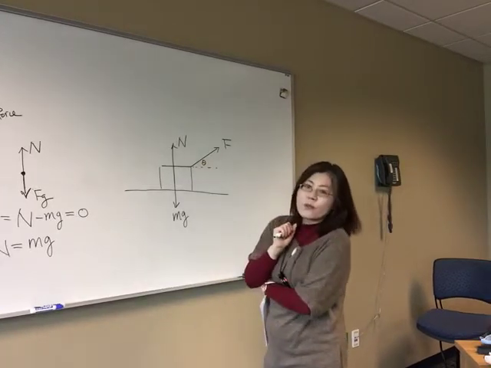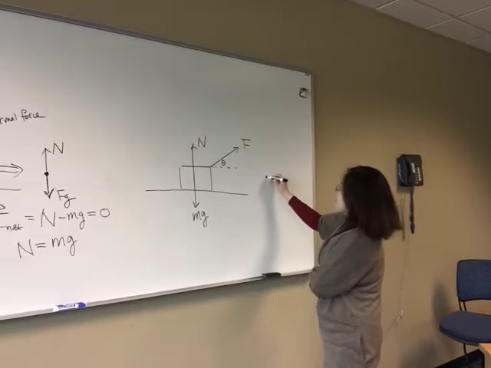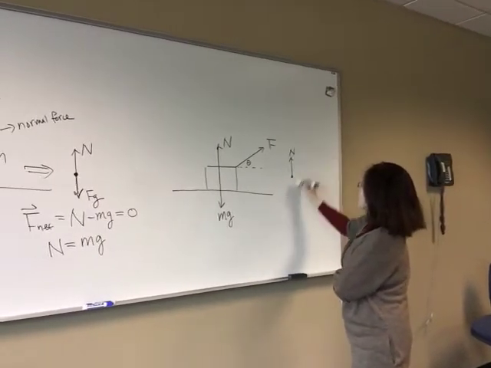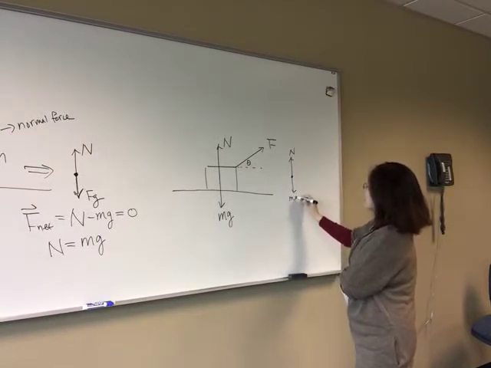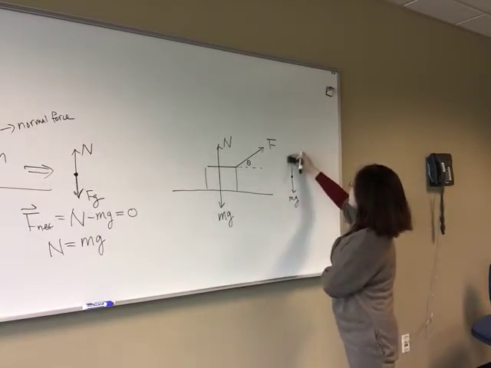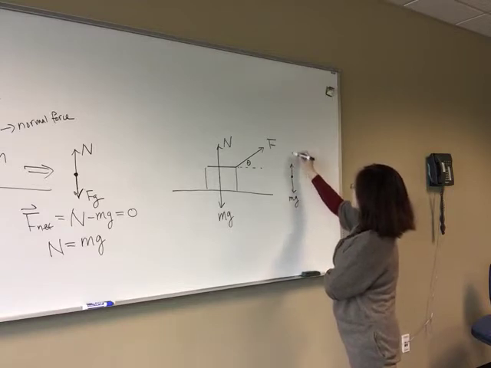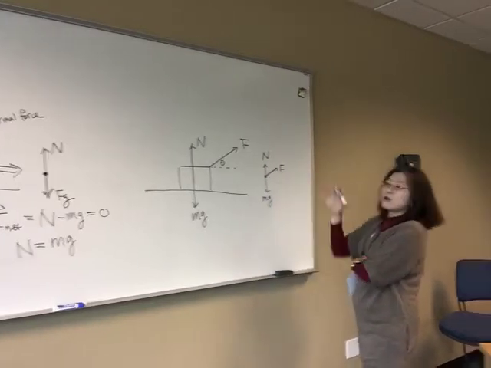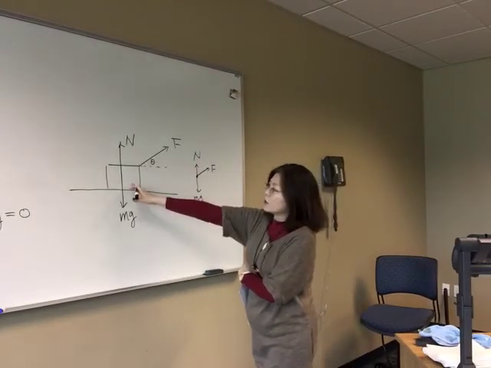In order to draw a free body diagram, again, you draw a dot, you have the upward normal force, you have the downward mg, and then you have that force, F. Okay, this is how you draw a free body diagram corresponding to this.